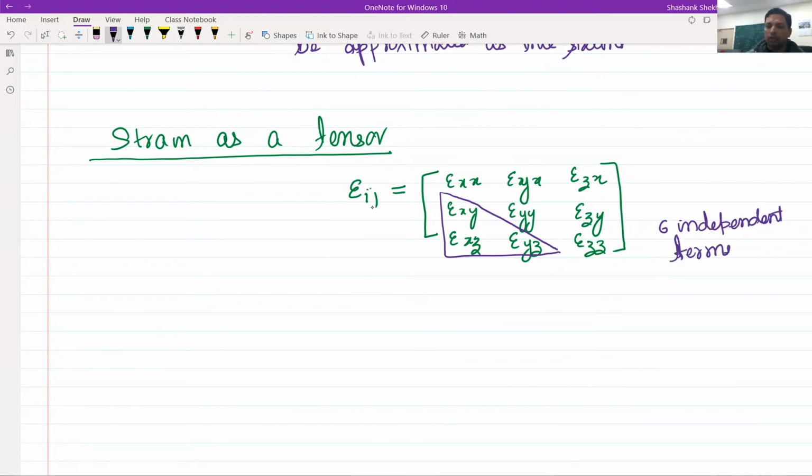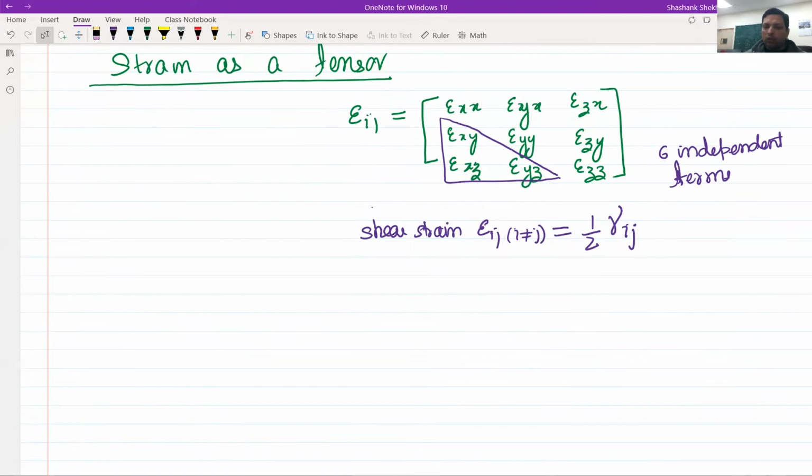And another thing to keep in mind is that we have already seen that if you are talking about shear strain, where i is not equal to j, epsilon ij, i not equal to j, is equal to 1/2 of gamma ij. So this is a way we have defined it so that it fits into this real matrix form or in this tensor form.